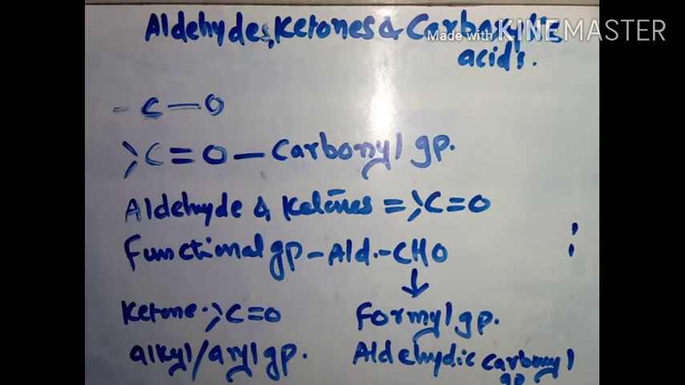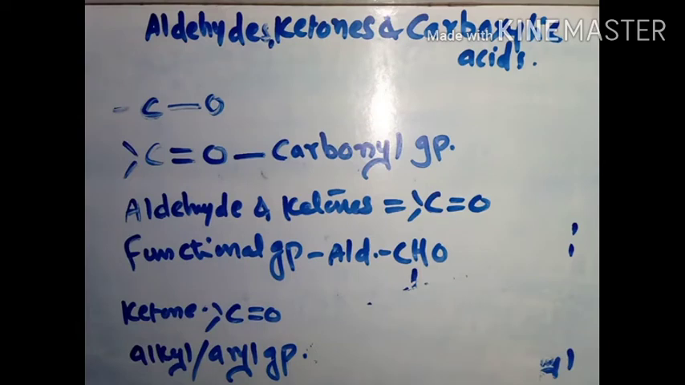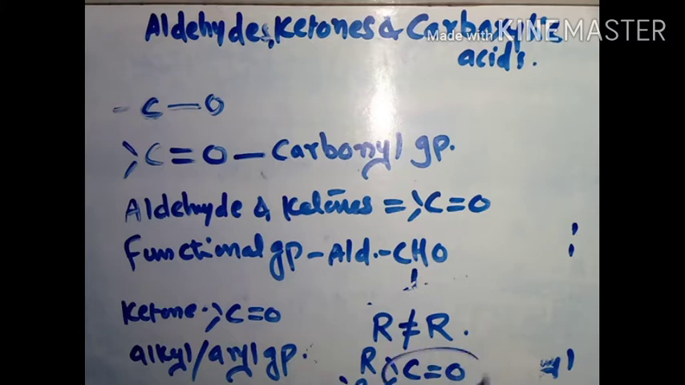These alkyl groups may be similar or they may be different, like R is equal to R. Means both the alkyl groups which are attached to carbonyl carbon may be same like this, or it may be different like this. Means alkyl group may be changed in ketones. This group is also known as ketonic carbonyl group.